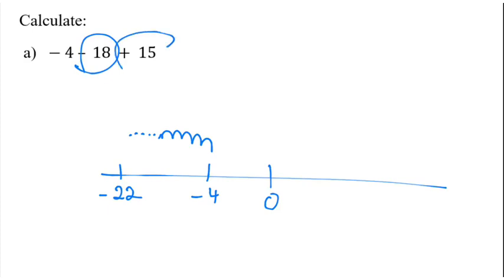Then I need to add on 15. So from -22, I now need to add on 15 and think, where is that going to take me to? And that's going to take me to -7.